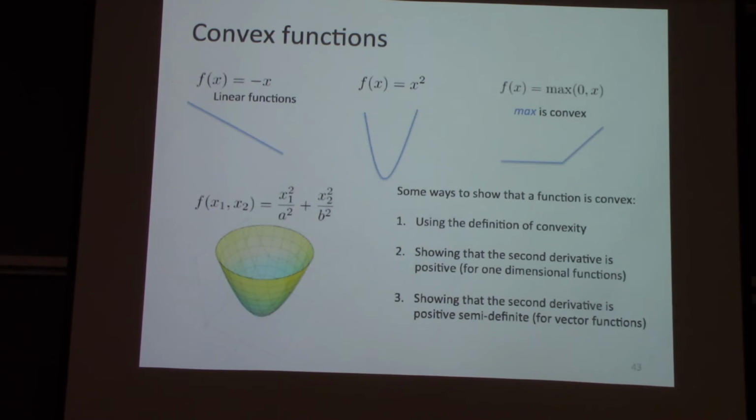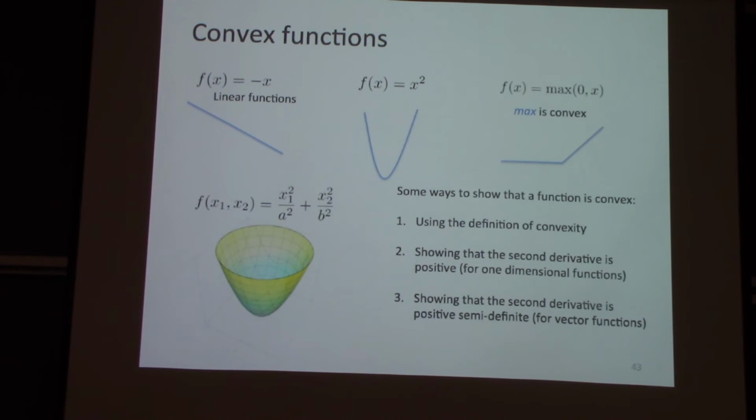You imagine you have any two points, you connect them, the function lies below. In this case, they overlap, but still overlap or below. So that's convex. The second one, x squared, is a parabola. It's obviously a convex function. It's just like a ball. If you draw a line, then the function will always be below the line, right?